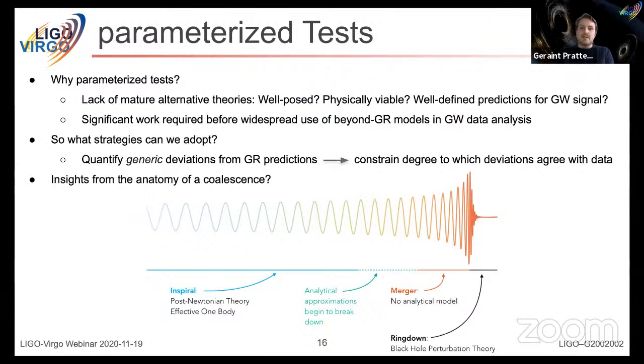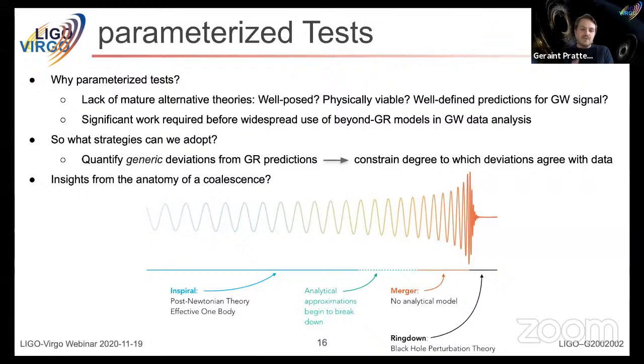So with these restrictions in place, what can we do? Well, first of all, we're restricted to testing the null hypothesis, which we take to be general relativity. And this means that we can aim to quantify generic deviations from the GR predictions. So we're essentially constraining the degree to which these deviations agree with the data. Now, for parameterized tests, we can gain a lot of insight into the structure of the parameterized test by studying the anatomy of a compact binary coalescence. So here I've plotted a numerical relativity waveform, and there's a number of key different regimes that come into play. And these will set the structure for these parameterized tests.